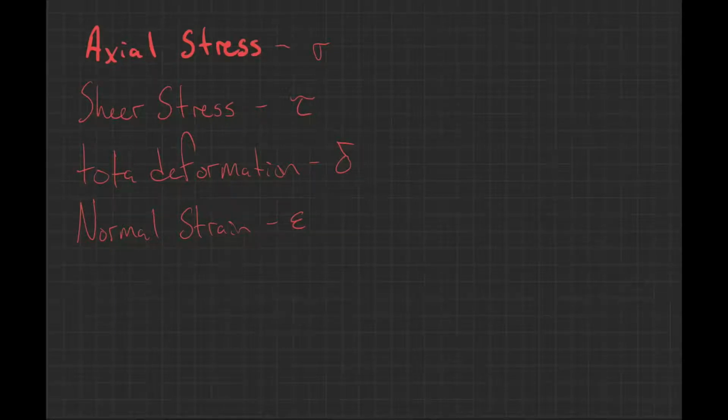We can also represent epsilon with a mathematical equation. We have epsilon, or normal strain, is equal to our total deformation, which looks like this, divided by length. Okay, so our original length.